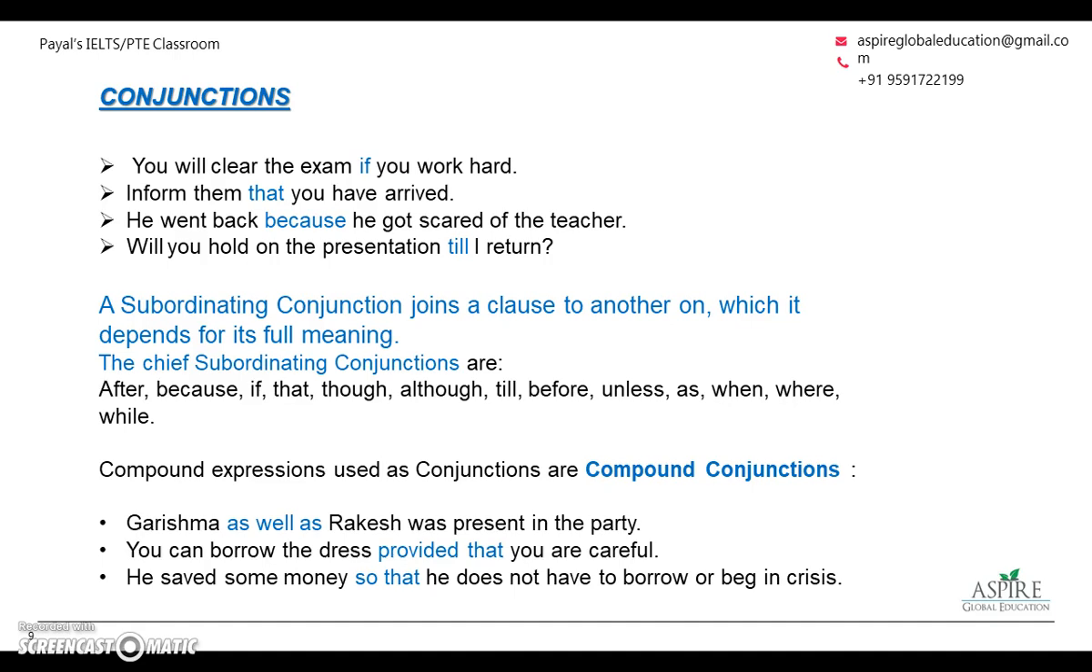Now, what are compound expressions? Compound conjunctions, as the name suggests, are made of multiple words, like Garishma as well as Rakesh was present in the party. So as well as is a group of words which is trying to connect and make a sentence. You can borrow the dress provided that you are careful. So here I'm using a group of words as conjunctions. I'm not using a single word as a conjunction, but a group of words as a conjunction.